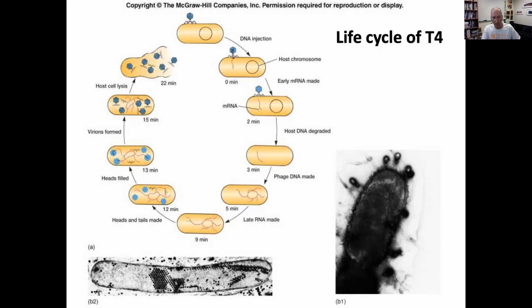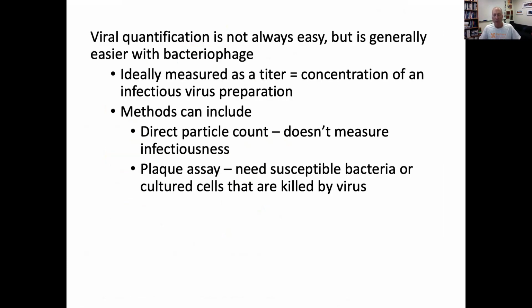Okay, all right. So quantitation, this is another thing that's talked about in the lab today. How do we quantify the amount of virus that's there, viral growth, etc.? For many viruses, that's not easy. For some phage, at least, it's somewhat easier because they kill the host cell. So you can do what's called a plaque assay.